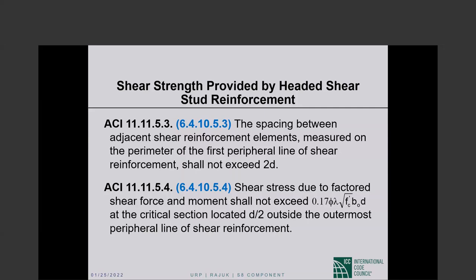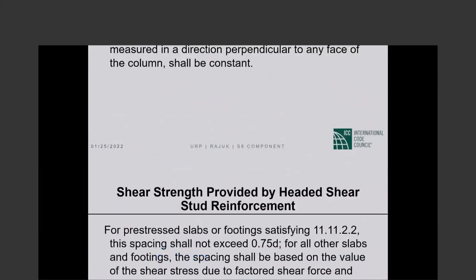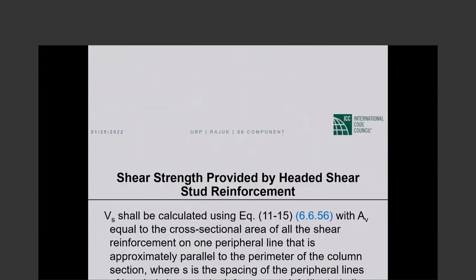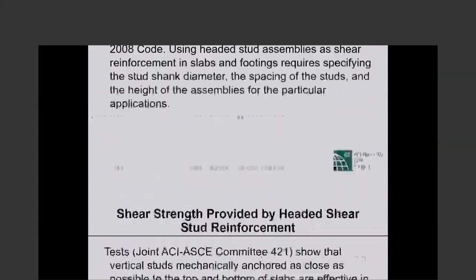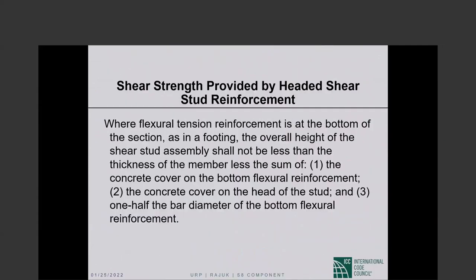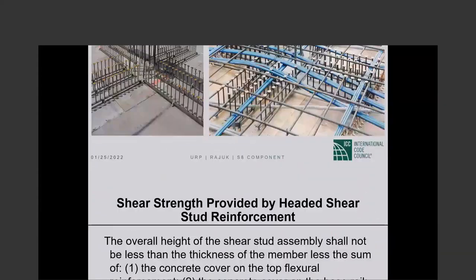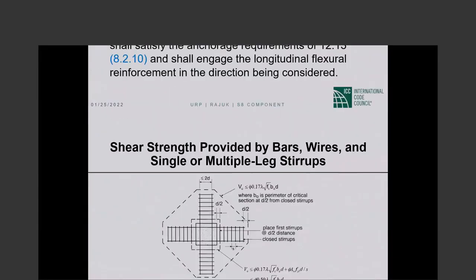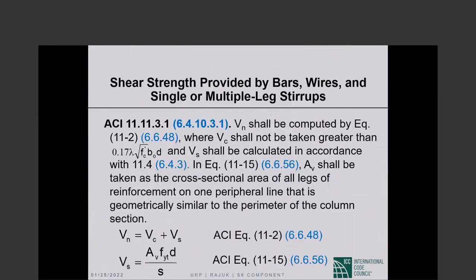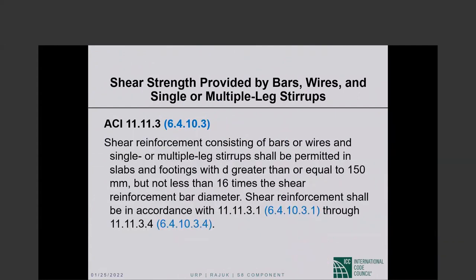Shear stress due to factored shear force and moment shall not exceed 2 square root of f sub c prime at the critical section located D over 2 outside the outermost peripheral line. This is kind of important. Let me go, I think I have to go quite a ways back. But this is important for you to understand. This is not just shear stud reinforcement. This is with conventional shear reinforcement also.